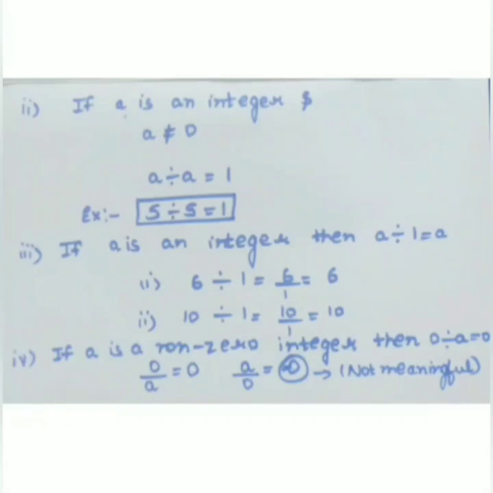Moving to the fourth property, if a is a non-zero integer, then 0 divided by a will give you 0 only. 0 upon a will give you 0 only. And now we have vice versa of this. A divided by 0 will give you infinite, that is not meaningful. So these were the properties that are applicable in case of division of integers.